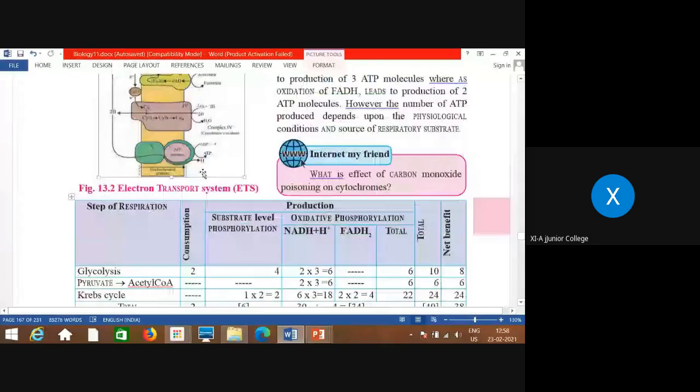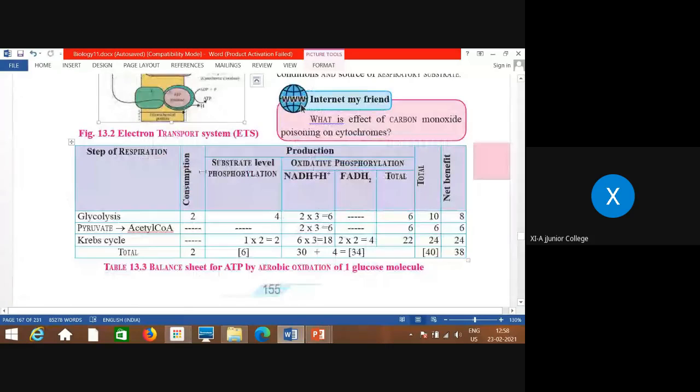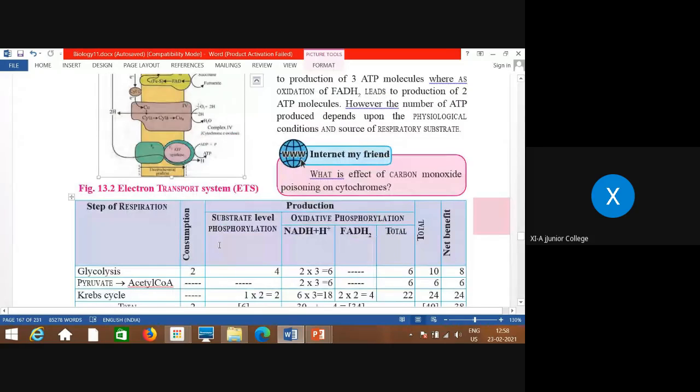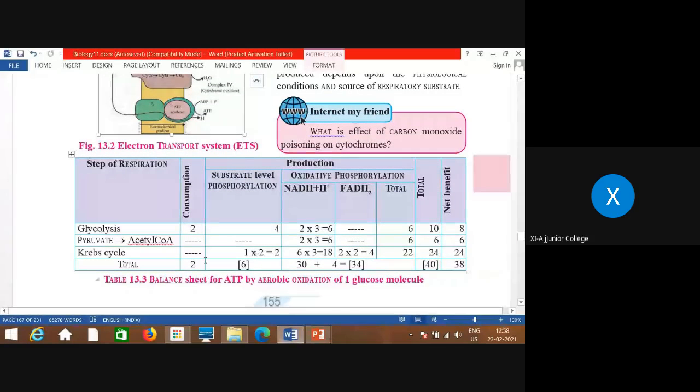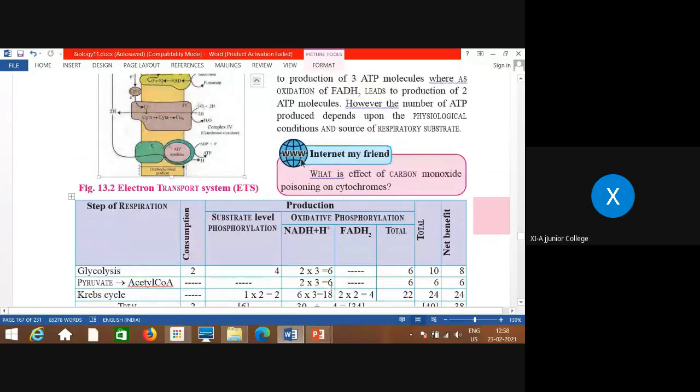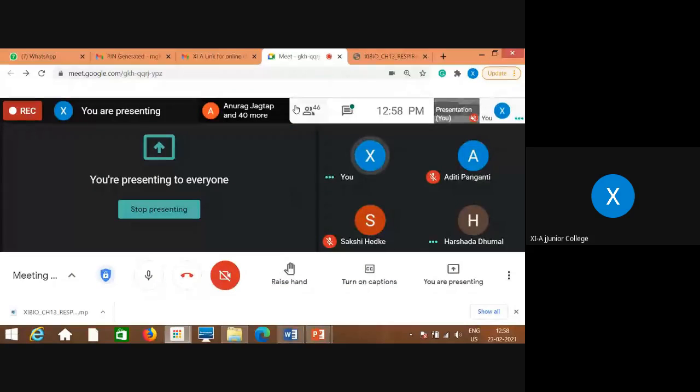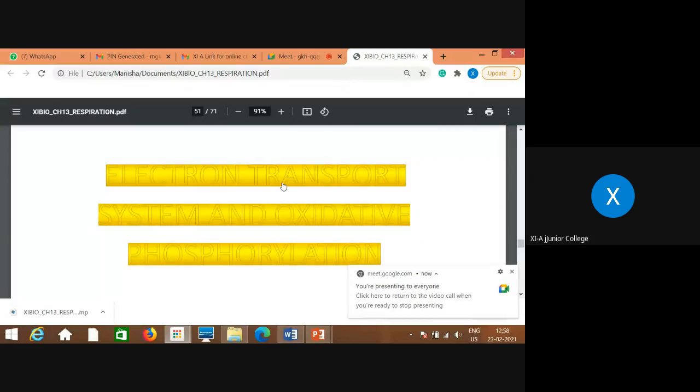Now before we come to this step, I just want to show you a few slides, and then I will show you the total production or net benefit, or the total synthesis of ATP generated during this entire cycle. That is called the balance sheet for ATP by aerobic oxidation, or aerobic respiration, of one glucose molecule. For that, you keep your textbook open for glycolysis as well, and then when I tell you, you will be answering me. Okay, I will show you a few slides first.